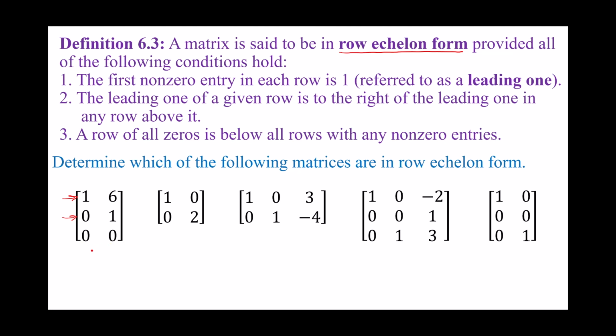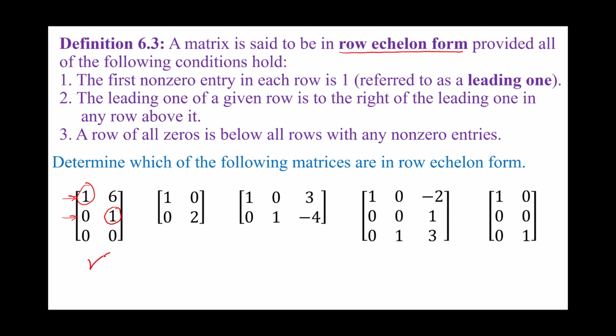Number 2, the leading one of any given row is to the right of the leading one in a row above it. So this right here is a leading one of row 2, and that one is to the right of the leading one in the row above it. So that condition holds. And condition 3, a row of all zeros is below all rows with any non-zero entries. That is also true. The row of all zeros is at the end. So this one is in row echelon form.